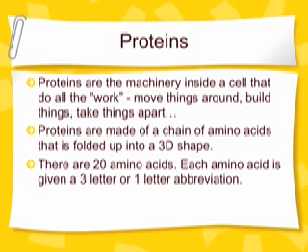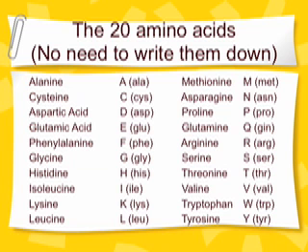Now these amino acids, there's 20 different kinds of amino acids, and each amino acid is given a 3-letter or a 1-letter abbreviation. Let me show you what that is. So here's the 20 amino acids. Please don't write them down. You'll never need to know them. However, it's good to know that these 20 amino acids simply have abbreviations that go with them.